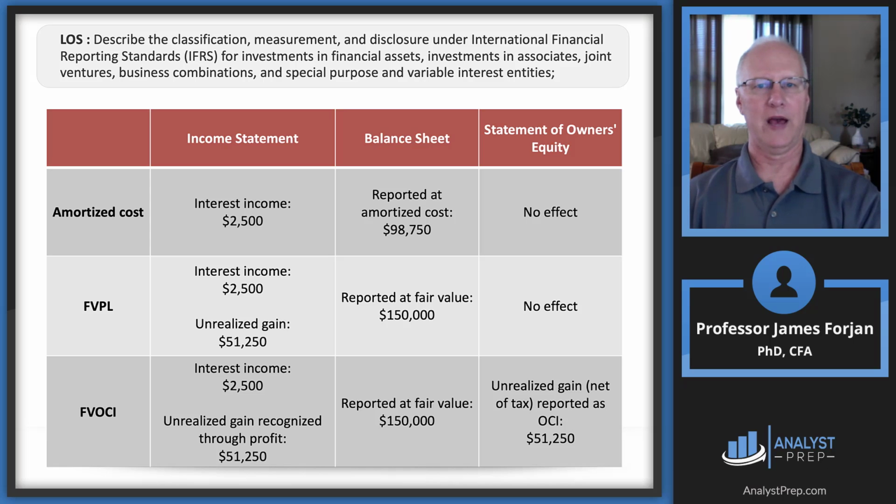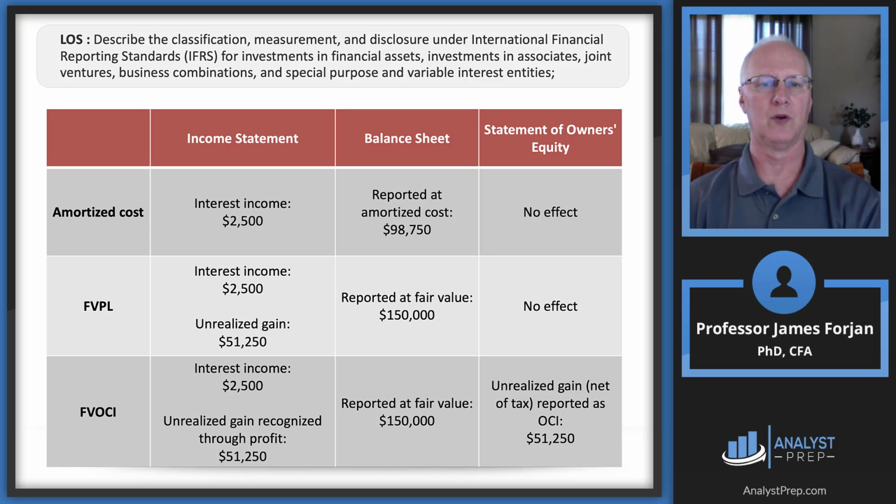All right, so there we have that first line, interest income, 2,500. Reported amortized cost, 98,750, and then no effect over on the statement of owner's equity. So how about if we classify this as fair value through profit and loss?